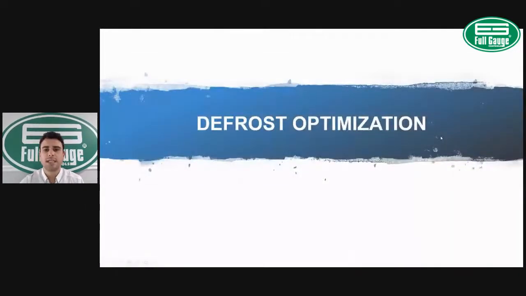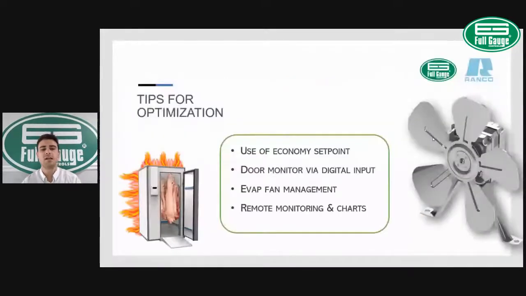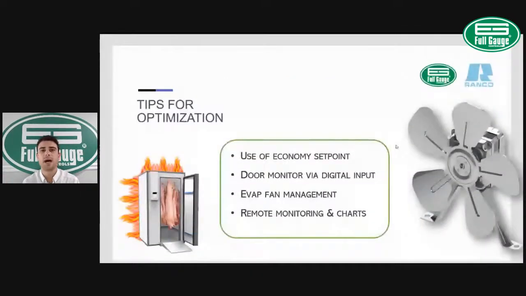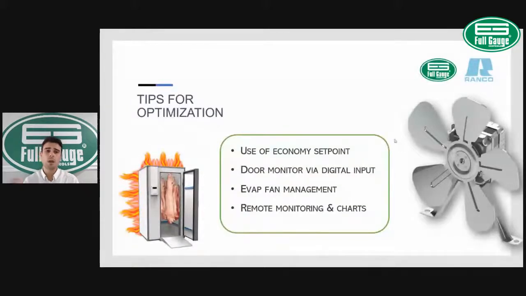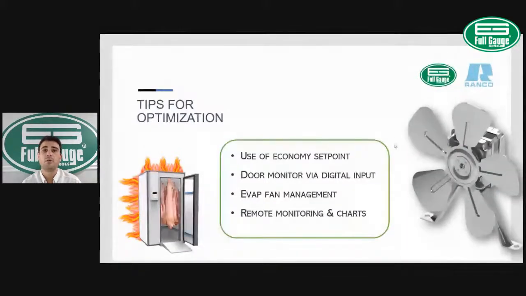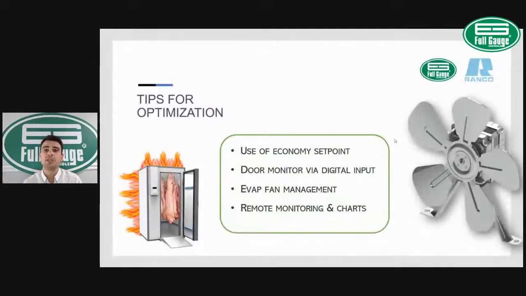So defrost optimization. We have a few ways. Here are some tips on how to optimize the defrost cycle. One very easy way to reduce defrost cycles is the adoption of economy set point. Economy set point will actually allow reduced running of the compressor. For example, you have your normal operating set point. Remember, the set point is the cutout temperature. It is the temperature at which the system will be deactivated. So let's say we have that normal operating set point at 20 degrees Fahrenheit.